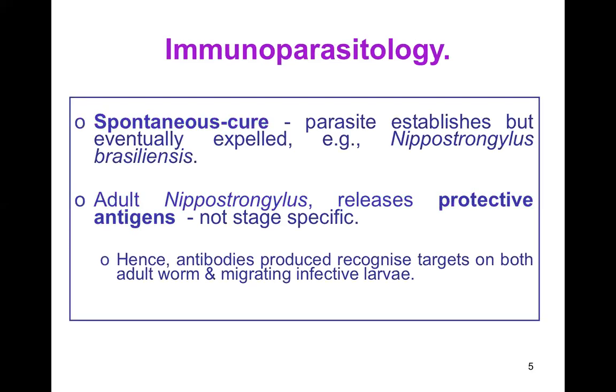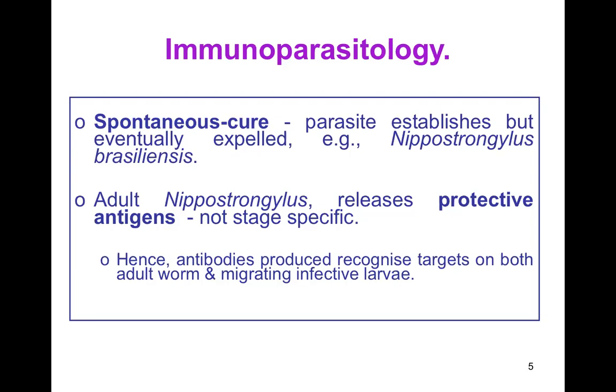And like I've mentioned, you can have a spontaneous cure, which means this immune response can be terminated at the level of the innate immune response. So here we talk about spontaneous cure, where the parasite establishes but eventually is expelled by the innate immune response. Typical example is Nippostrongylus brasiliensis.